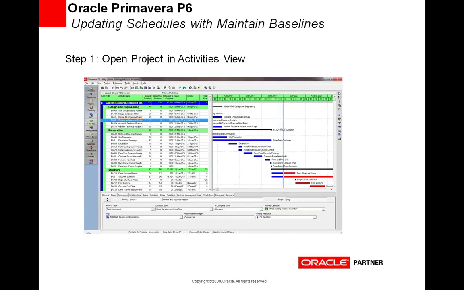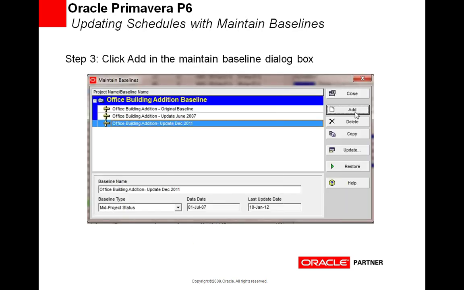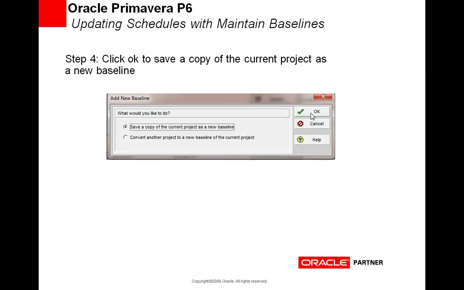So step 1 of this is to get into P6. I've got a professional screenshot shown here. Open up a project and get to the activities view. Next step, go to the projects menu and click maintain baselines. As soon as you click this, the maintain baseline dialog box will appear, and this is where you're going to create a new baseline. So in this dialog box, you click add, which is shown there, and then it brings up this dialog box and you say save a copy of the current project as a new baseline and click OK.